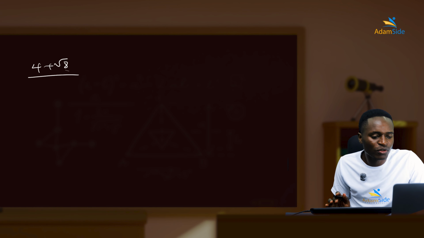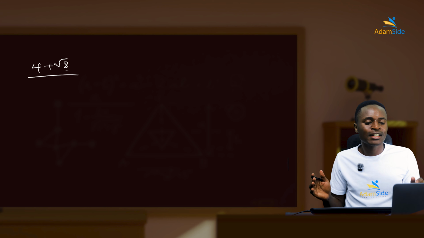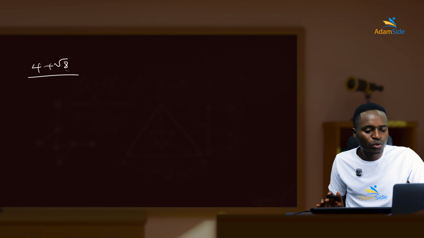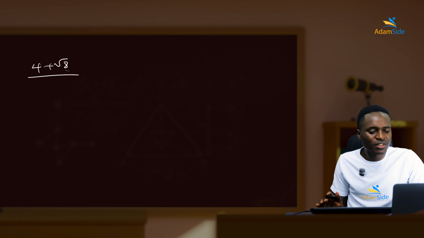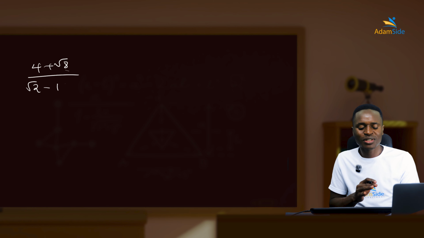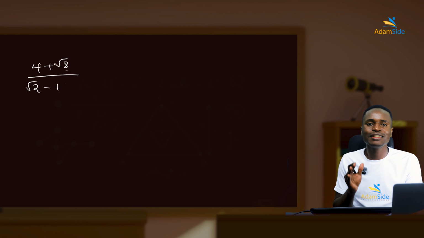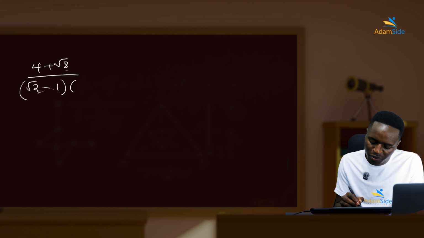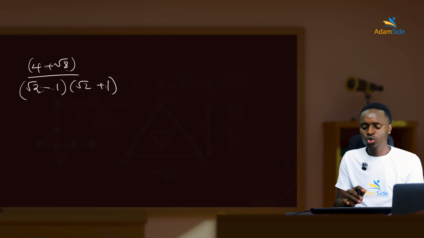Okay, we have this kind of question. Sometimes you might be given a different question and they want you to specifically show what to do. For example, you are given a question and then maybe leave your answer in this kind of form. Let's say, for example, this one. We have on top 4 plus root 8, and at the bottom we have root 2 minus 1. And then they say, rationalize this. What do we basically need to do? You have to multiply with the respective conjugate. So it's root 2 plus 1.